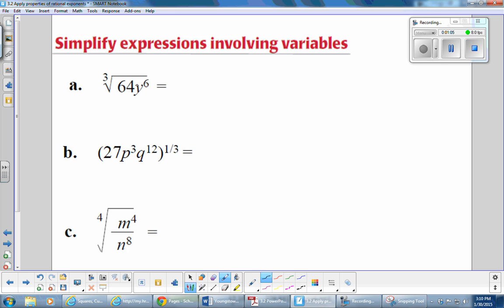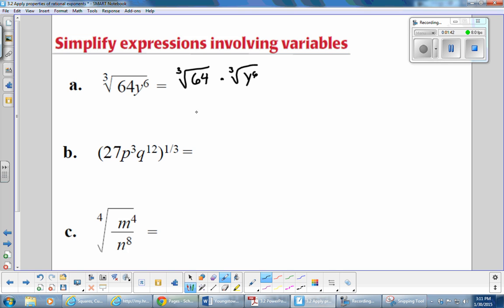You're going to handle the letters similarly to how you do the numbers. Okay, for the first one here, we've got the cube root of 64 times y to the sixth power. What I'm going to do in cases like this is rewrite things. I'm going to break this up as the cube root of 64 times the cube root of y to the sixth power. I'm allowed to do that. That's a legal operation, okay?